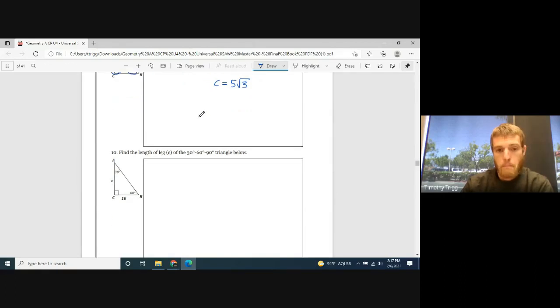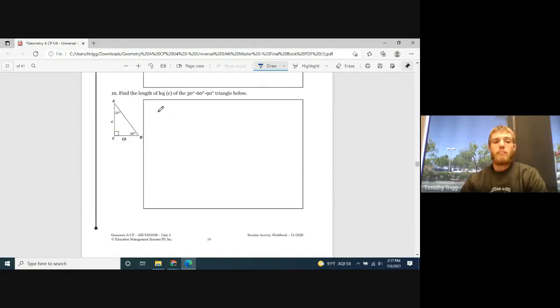Let's do this last one, 30, 60, 90. Once again, let's set up our first fraction, C over 10. Now in this one's case, C is opposite from the 60. You can see that there. C is opposite from the 60. So what's opposite from the 60 on the other triangle? Hopefully you remember, it's the square root of 3.